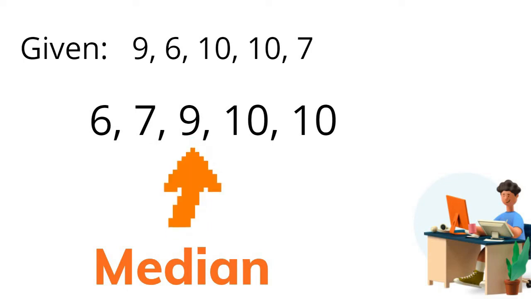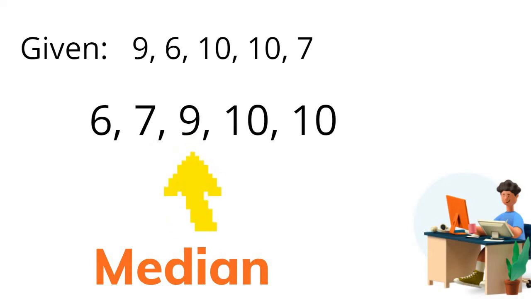Or you can also use the locator's formula, that is (n + 1) / 2, where n is the total number of observations. Here, we have 5 total observations, so n + 1 is 5 + 1, that's 6, divided by 2 is equal to 3. That means the median is the third number on the list. So 9 is the median.